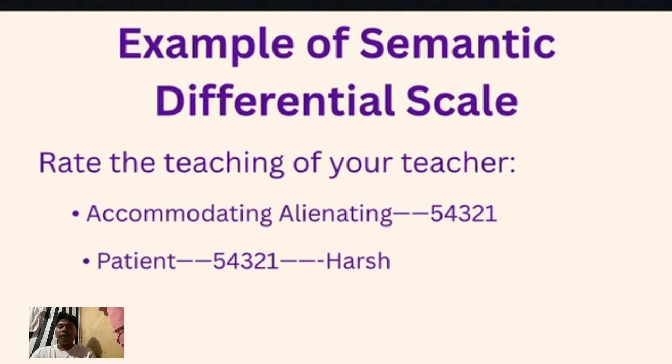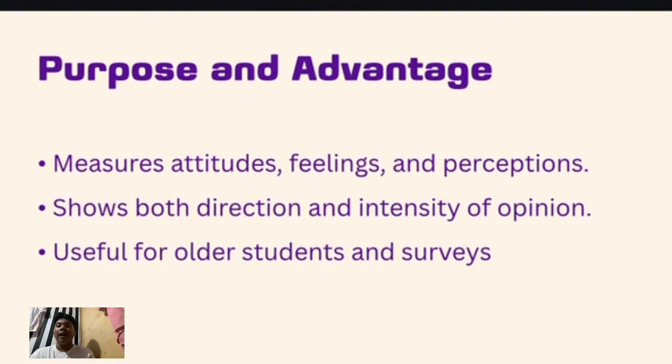Now that we understand its example, let us move to its purpose and advantages. So the semantic differential skill is used to measure attitudes, feelings, and perceptions toward a person, object, or idea. One advantage of this skill is that it shows both the direction and intensity of opinion. This means it can show whether the opinion is positive or negative, and also how strong that opinion is. Because of this, it is commonly used in surveys and research studies, especially with older students or adults.